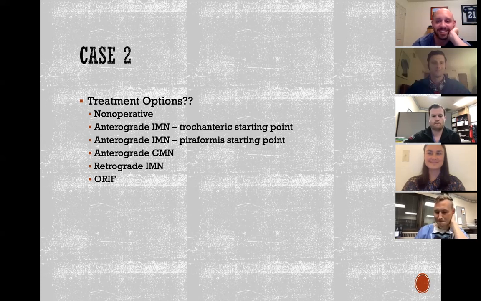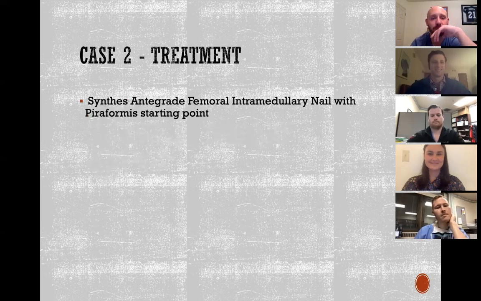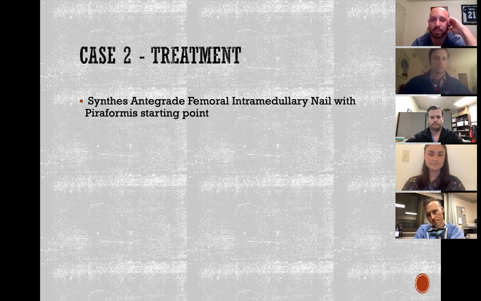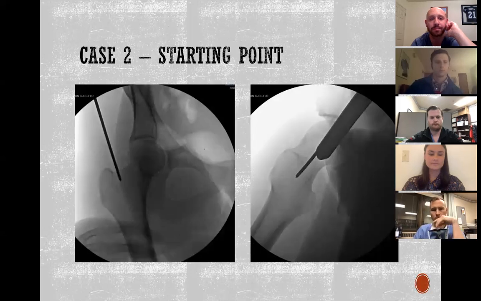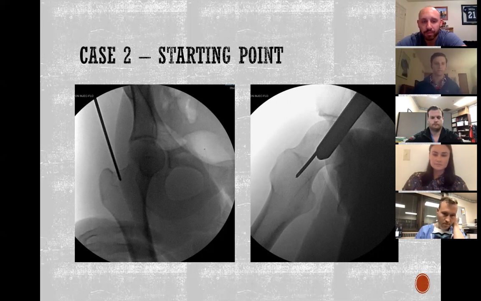All right, you can go to the next slide, Joe. So in this case, we decided to do an antegrade femoral nail, exactly like Kay was saying, with a piriformis starting point. And we used a Synthes nail in this case. You can go to the next slide. So here we got our piriformis starting point. And you can note that in this case, if you look on the left on the AP view, it looks like your starting wire is posterior or in the bone, but this is actually posterior to your neck.